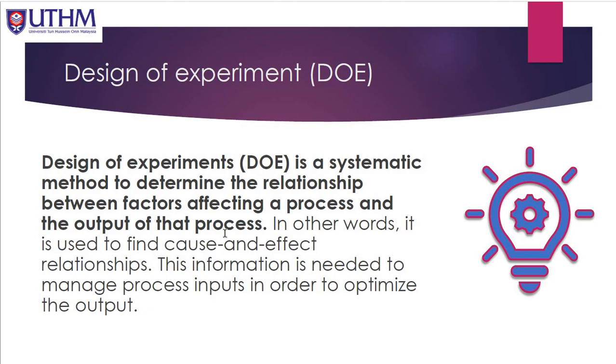Whether the output that you obtain is the one you expected or not. In other words, it is used to find the cause and effect relationship. This information is needed to manage process input in order to optimize the output. So you must know what caused the output to look like this.